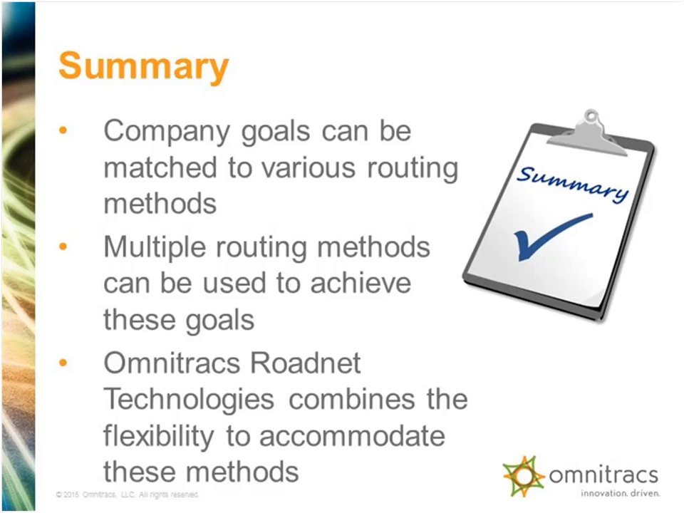So as a summary, your company goals can be matched to various routing methods. Let's think before we start just throwing out, I want to do it this way or I want to do it that way. Let's take a look at your customers, your history, and your delivery area and try to match things together. Multiple routing methods can be used to achieve these goals. Remember, each delivery area you have may not have to be treated the same way. And Omnitrax RoadNet Technologies combines the flexibility to accommodate all these methods.